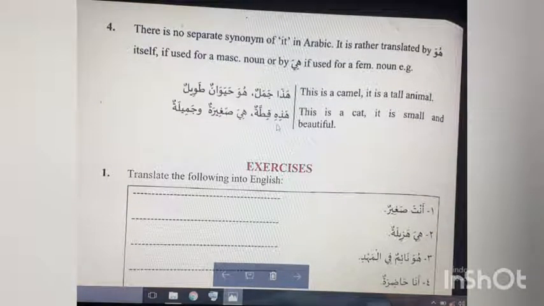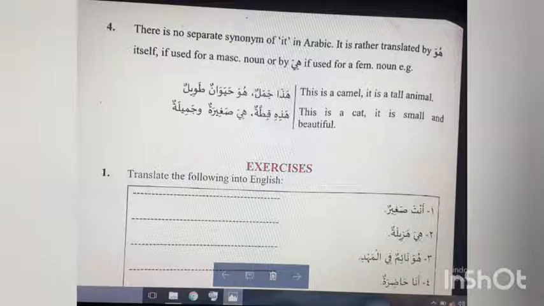Now there is no separate synonym of it in Arabic. In English we use it for irrational things, but in Arabic we don't have this issue. It is rather translated by huwa itself if used for a masculine noun, or by hiya if it is for a feminine noun. For example, "هذا جمل". This is a camel. "هو حيوان طويل". It's a tall animal. Now see "هو".